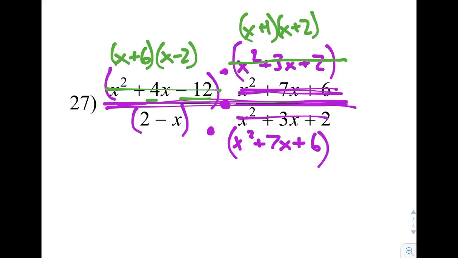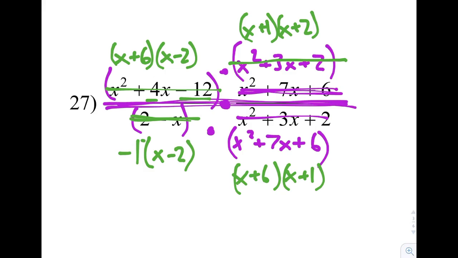Down here, 2 minus x, we'll just leave it. Since we have an x minus 2 up here, and this is a 2 minus x, they're very similar. I'm going to do that little trick we did on the other problem where we take a negative 1 out, and that flips the sign so that it's going to be a positive x and a negative 2 instead of a positive 2 and a negative x. So negative 1 times x minus 2 is going to be that right there. And then this last one, you're going to get x plus 6 and x plus 1 as the two factors of this problem. So a lot of factoring problems all built into one big fraction expression.